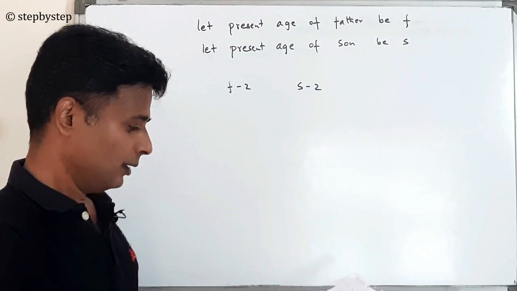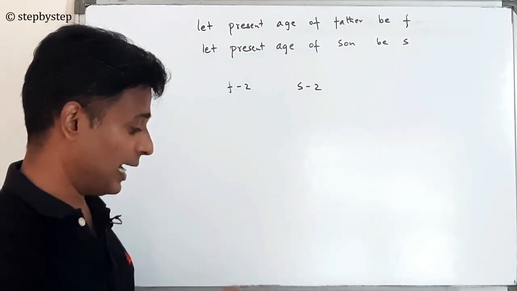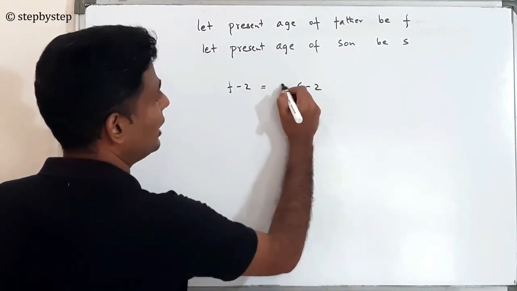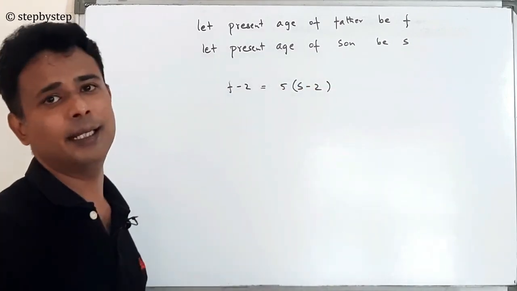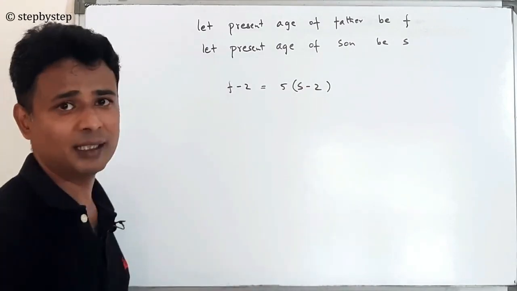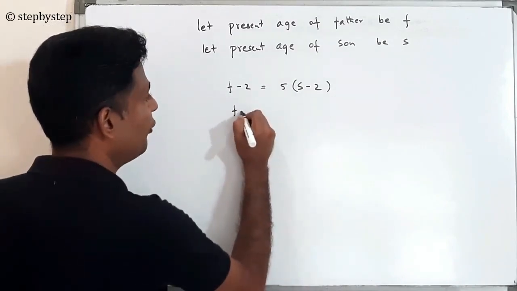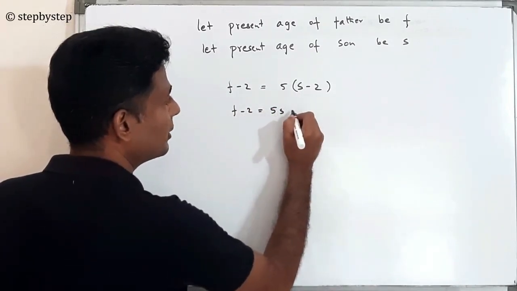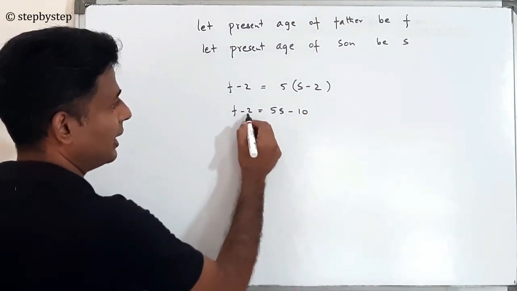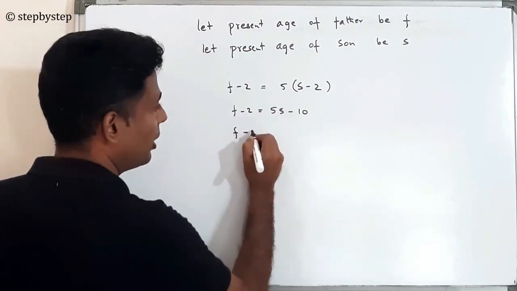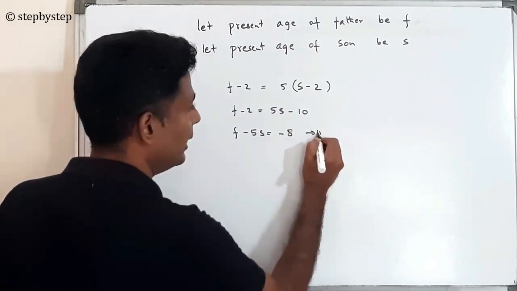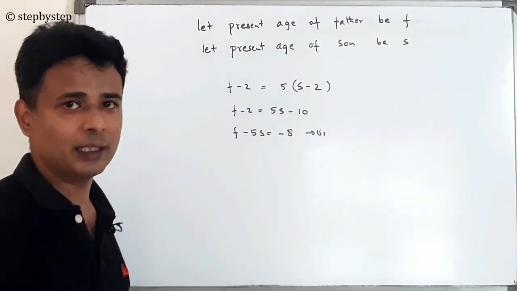And what have they said? Father's age was 5 times as old as his son. So he was 5 times of this. So his age was equal to 5 into son's age. So this is the first condition they have given. 5 times son's age was equal to his father's age. So we get f minus 2 equal to 5s minus 10. Right? Now I'll transpose s on this side and 2 on that side. I'll get f minus 5s equal to minus 10 plus 2, that is minus 8. So we got our first equation.